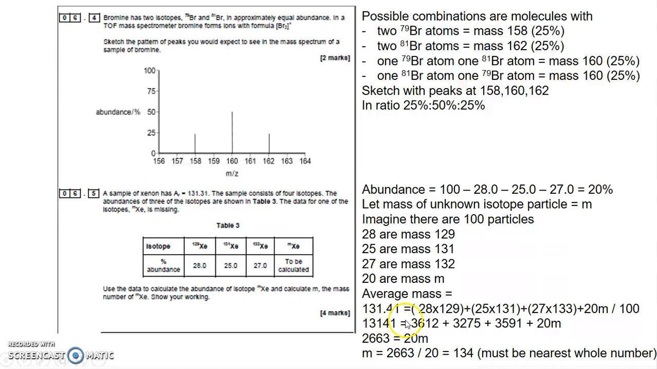And I'll take all of these numbers across to the other side and subtract them from 13141. So 13141, take away 3612, take away 3275, take away 3291 equals 20m, and 2663 equals 20m. So divide both sides by 20 to leave m. M is 134. Now it's got to be a whole number because these mass numbers must be whole numbers, because that is the number of protons plus neutrons in an atom. The protons and the neutrons have atomic masses of 1 each, and you can't have odd numbers of protons and neutrons in an atom, so it's got to be a whole number. So I've rounded to the nearest whole number.